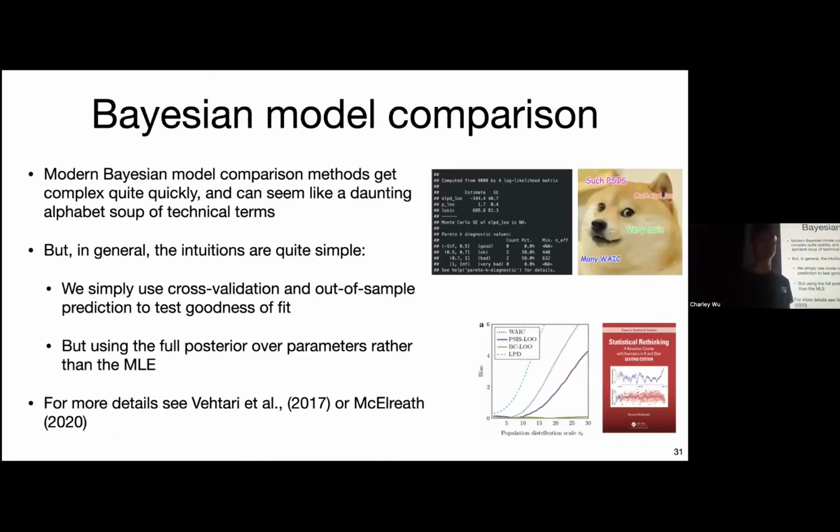In terms of actually doing model comparison with Bayesian methods, these methods can get quite complex quite quickly, and it can seem quite daunting with an alphabet soup of different terms like Pareto smoothed importance sampling, PSIS, or LOOIC, which is leave-one-out cross-validation information criteria, or WAIC, which is widely applicable information criteria. In general, we don't have time to get into the details. These special terms are just a way to adapt this notion of out-of-sample predictions for distributions of parameters instead of a single set of parameters. And so the basic principle is something like LOOIC, for instance.